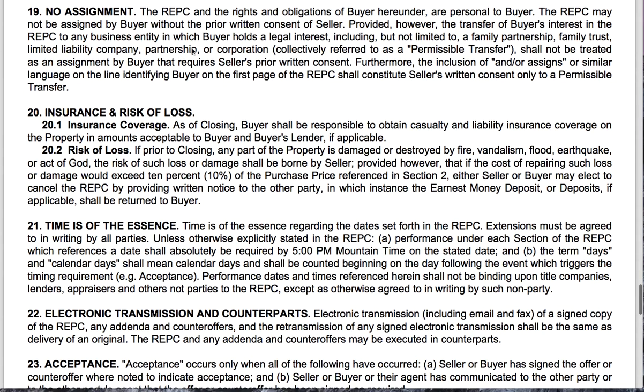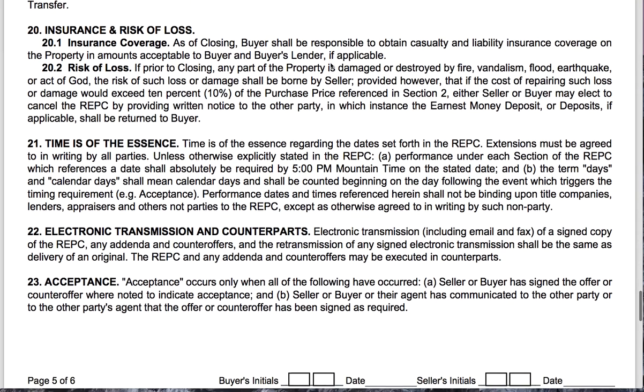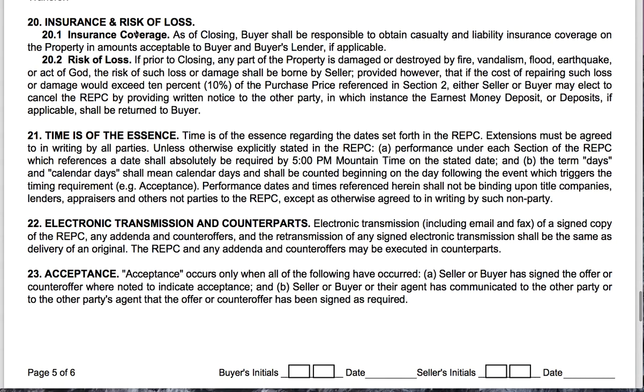Section 19 says you can't just automatically assign the contract without permission, so you'd have to get an agreement between both the buyer and seller before assigning. Section 20 covers insurance and risk of loss. As of closing, the buyer is responsible to get insurance covering the property.